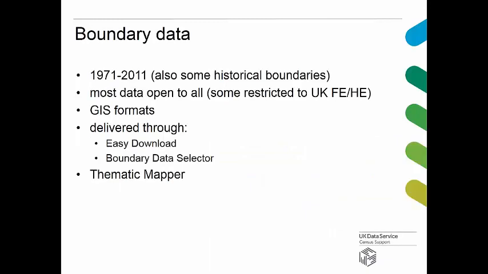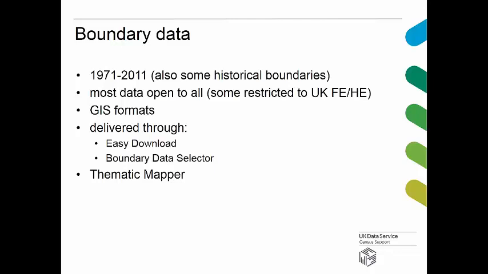Okay, so I've talked about microdata, I've talked about aggregate data, but we also have boundary data, and this is for people who have some GIS skills, I guess. We have 1971 to 2011 boundary data, but there's also some historical boundaries. Most of the data is open to all, although some of the older stuff is restricted to academia. A variety of GIS formats, such as shapefiles, MapInfo, KML.